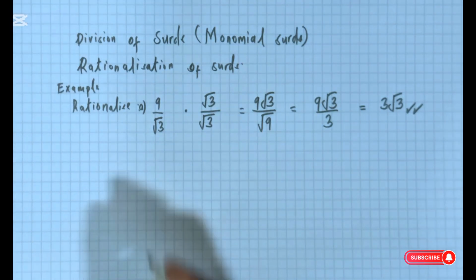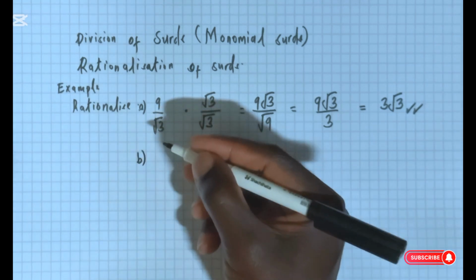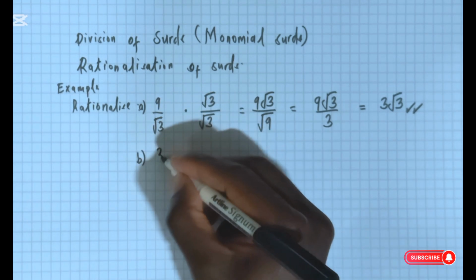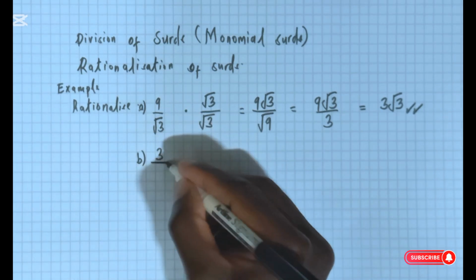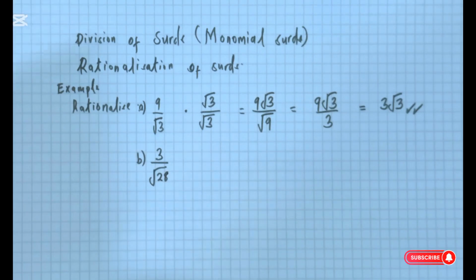Now, for the second one, let us look at B. What if you've been told to rationalize 3 over root 28? In this particular class, we'll only look at rationalization of monomial surds. So they're easy to deal with.